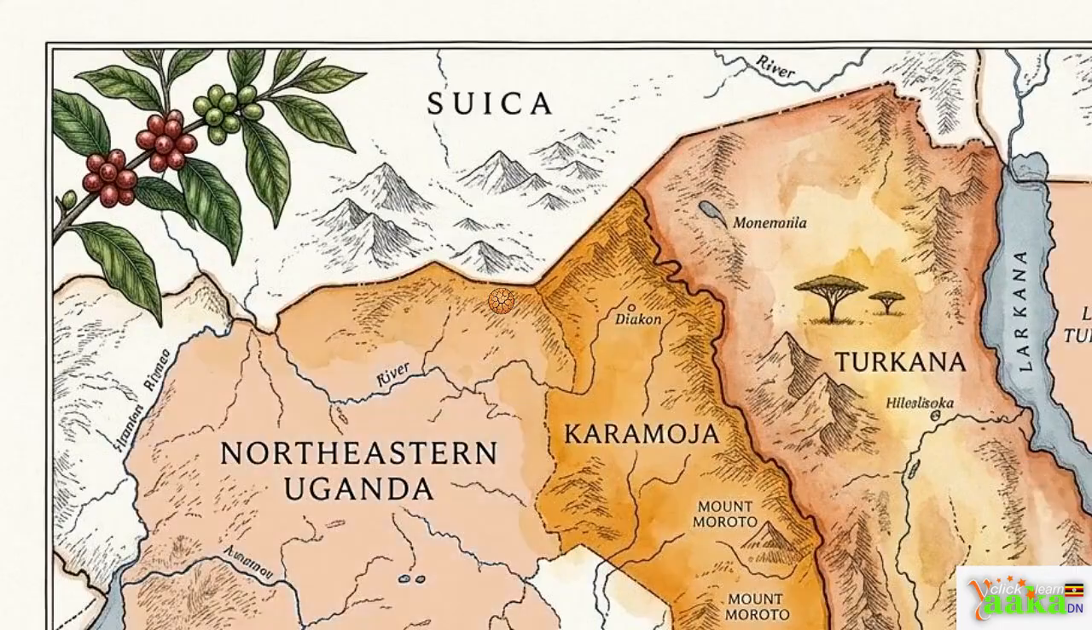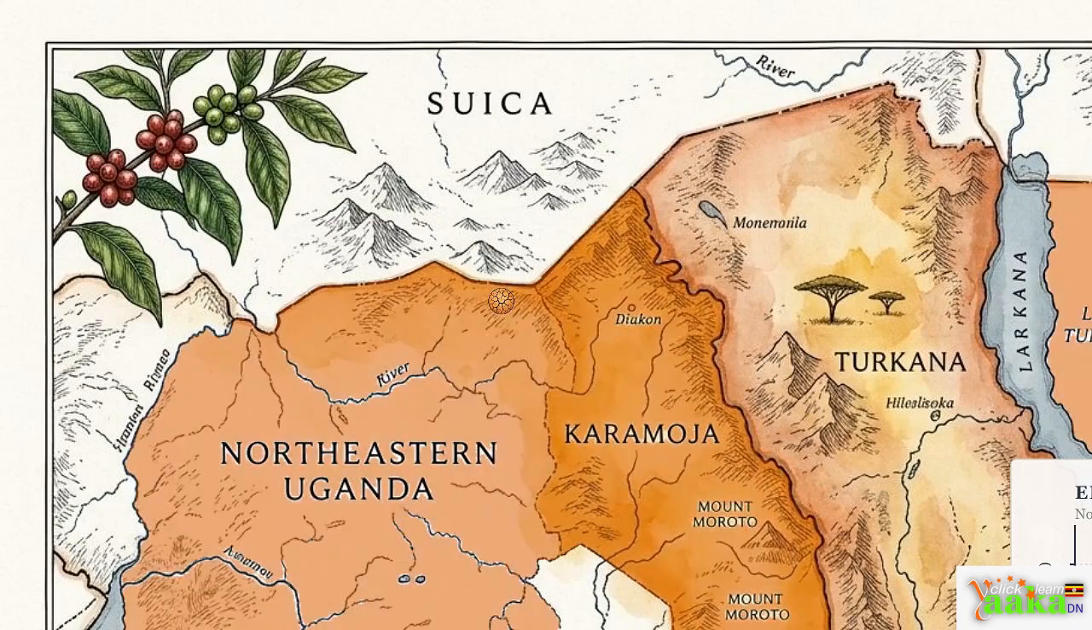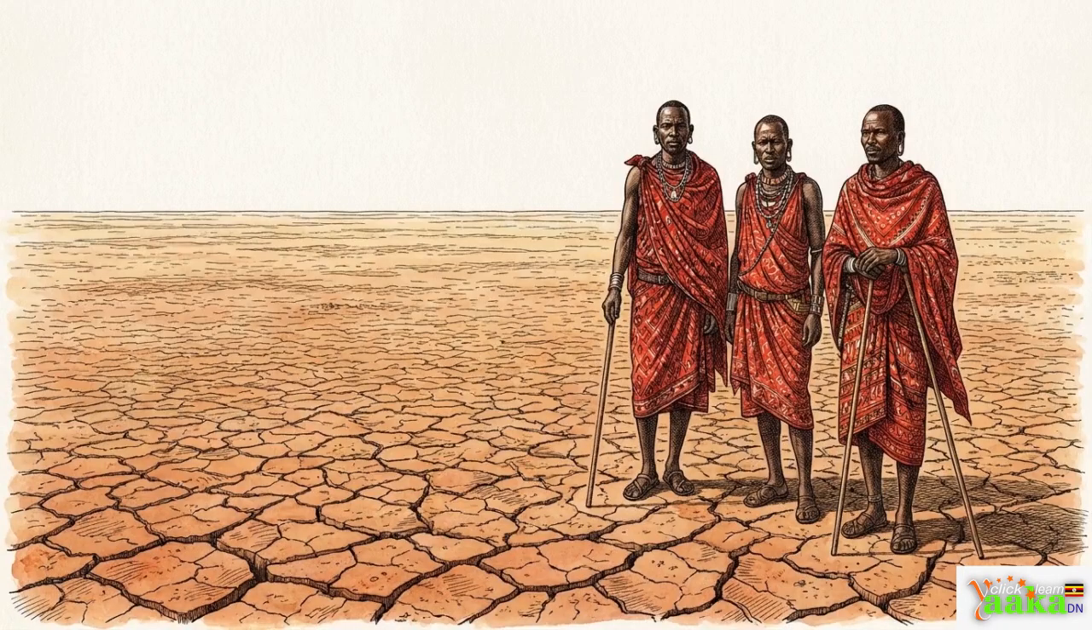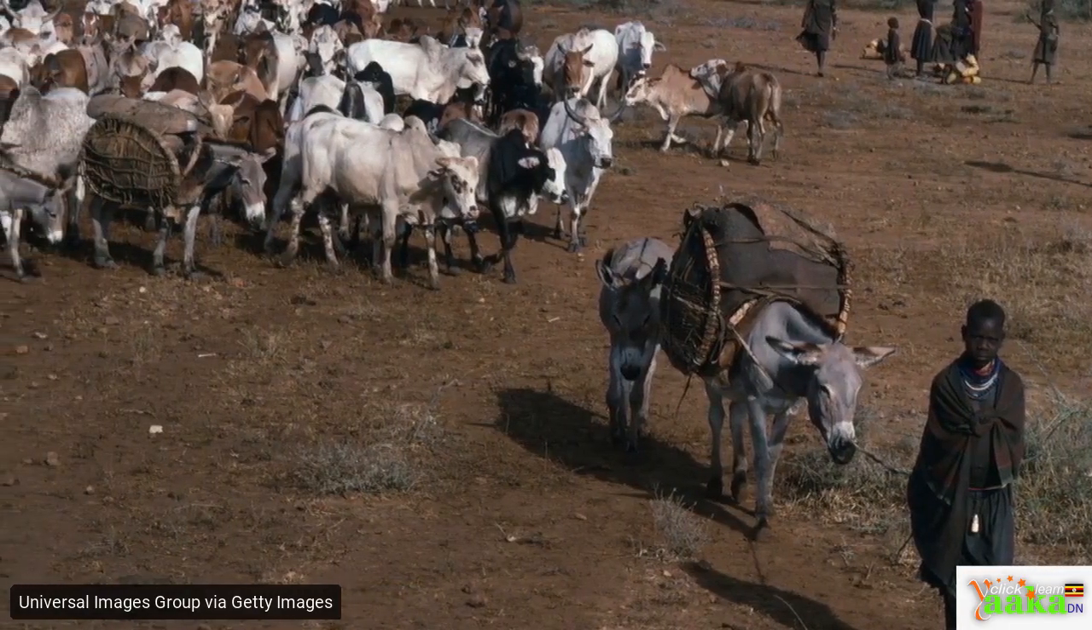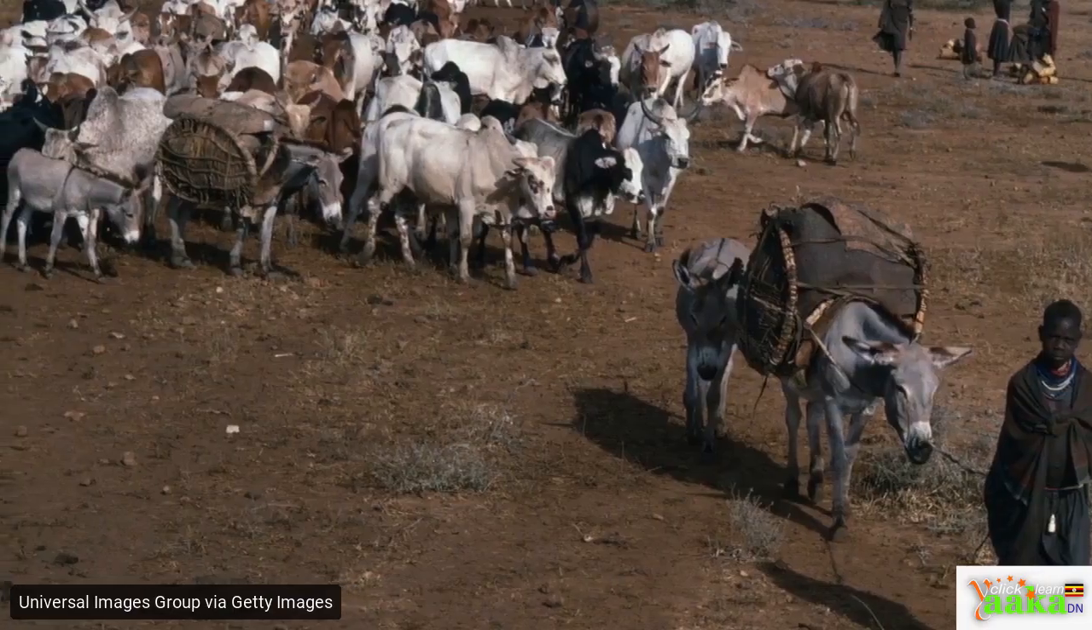But in semi-arid zones, where rain is too unreliable for farming, humans had to find a different way to survive. Communities like the Karamojong and Maasai became nomadic pastoralists. They kept herds of cattle and moved constantly to find the water and grass needed to stay alive.